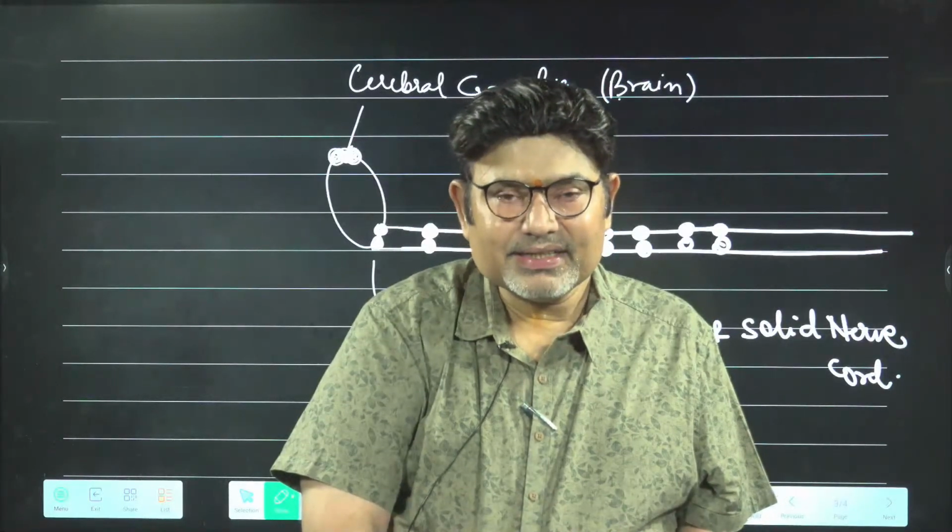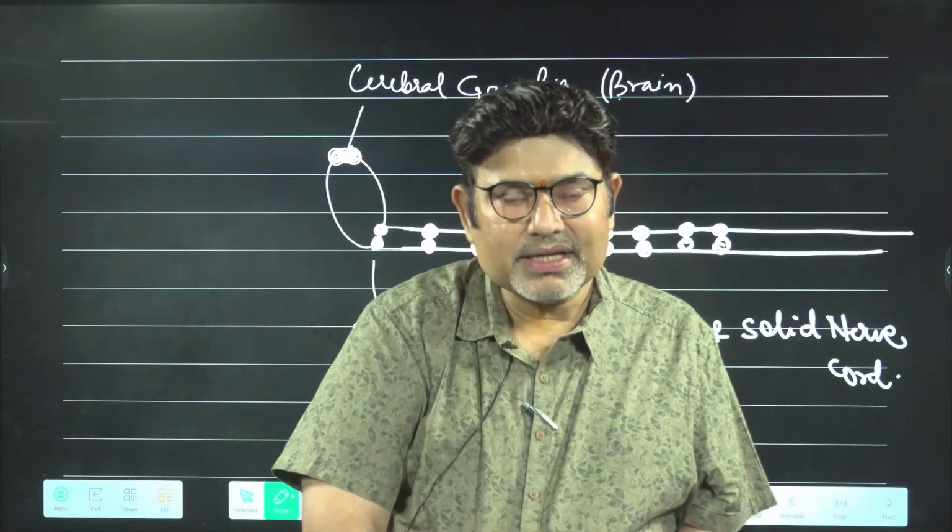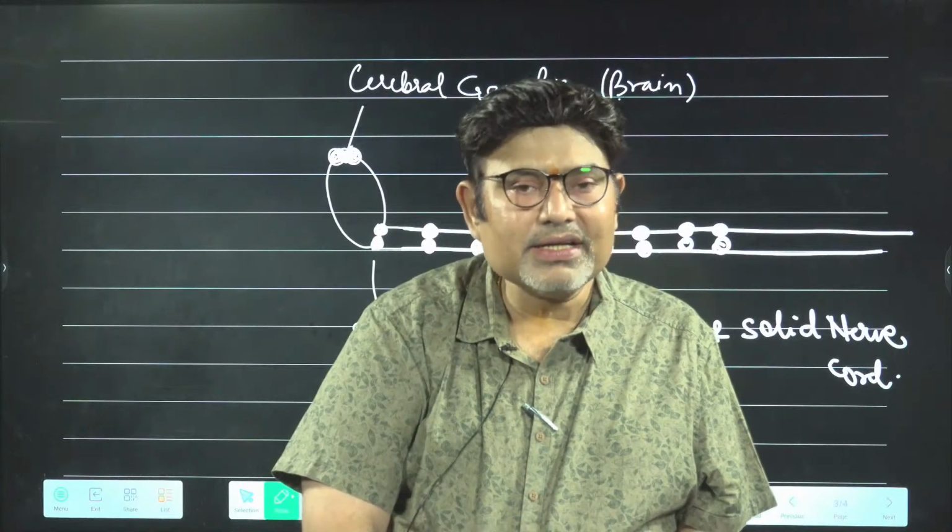And yes, the nervous system in an earthworm is made up of two parts, nerve ring and nerve cord.